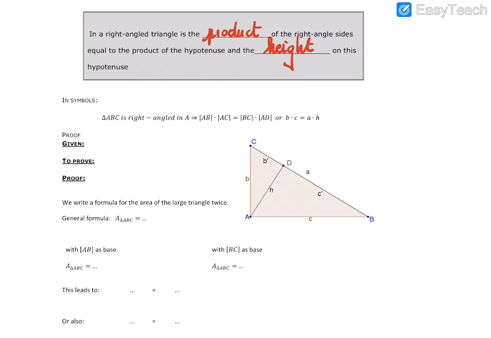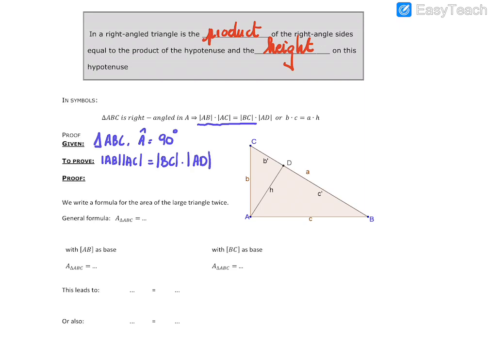Well, first we're going to write everything which is given. So we know that we work in a right-angled triangle, triangle ABC. And we know that A equals 90 degrees. What are we going to prove? Well, then we're going to copy this. We're going to prove that AB times AC, so the product of the right-angle sides, is equal to the product of the hypotenuse and the height.